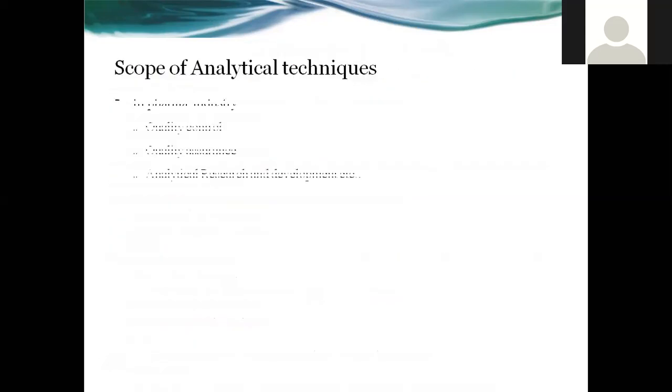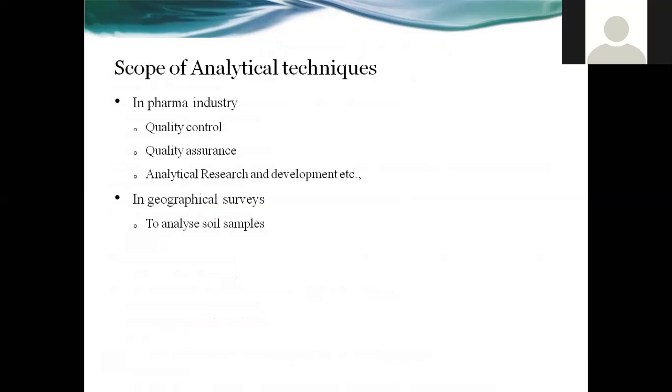Now the scopes of analytical techniques. In the pharma industry, they include quality control or routine analysis, quality assurance, and analytical research and development. In geographical services, they are used to analyze soil samples. In environmental or pollution control, we analyze air samples, water, soil, etc. And thank you.